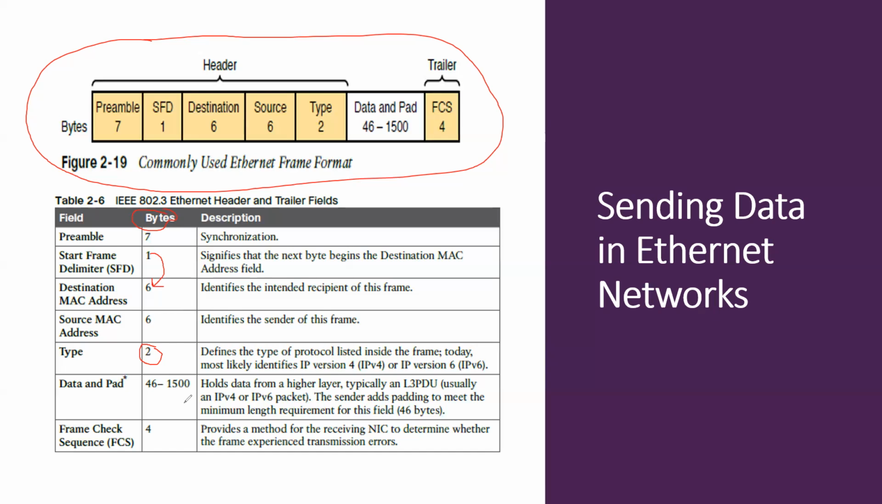Data and pad. Here's the bread and butter. This is everything that was encapsulated before it got to layer 2. Let's read the description: it holds data from a higher layer, typically an L3 PDU, usually an IPv4 or IPv6 packet. The sender adds padding to meet the minimum length requirement for this field: 46 bytes is the minimum, all the way up to 1500, or if I'm not mistaken, maybe a little bit less than 1500, but we'll get into that in the future.